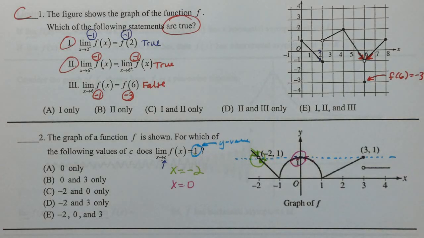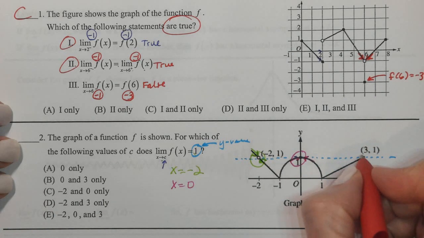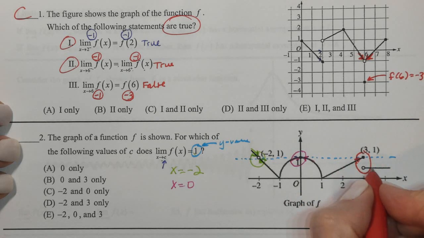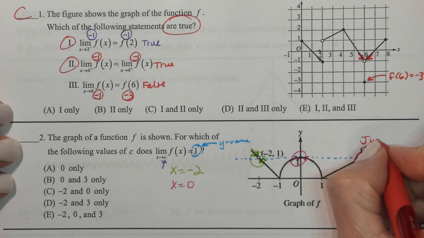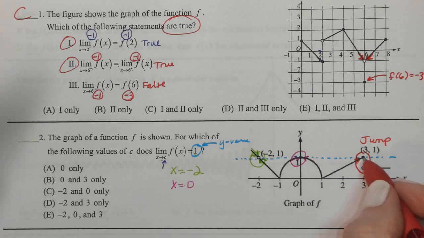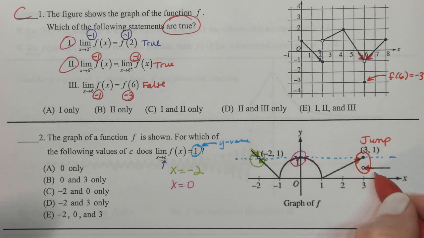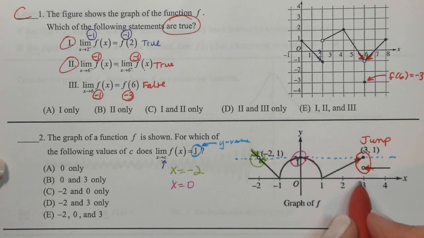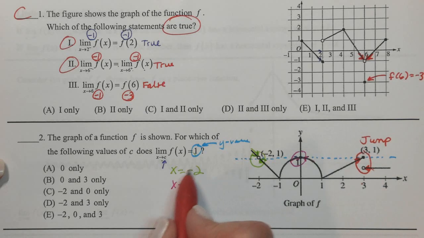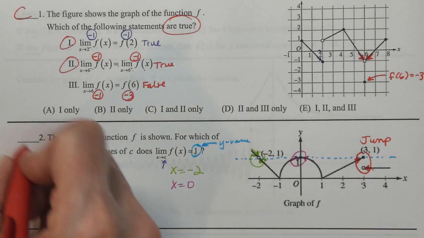And then there's one more interesting value over here. Trying to find another color here. We'll get, I don't know, red, I guess. Need to get some new colors here. Okay, this right here. The limit from the left is 1, but the limit from the right is not 1. This is a jump. A jump is when the limit from the left is not equal to the limit from the right. That is a jump. So not x is equal to 3. The only two values are negative 2 and 0, so C.